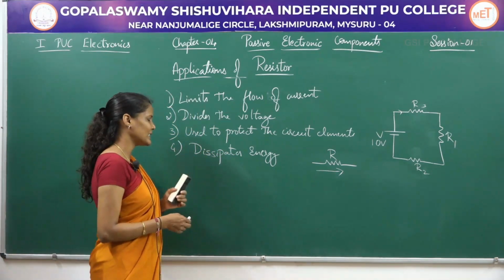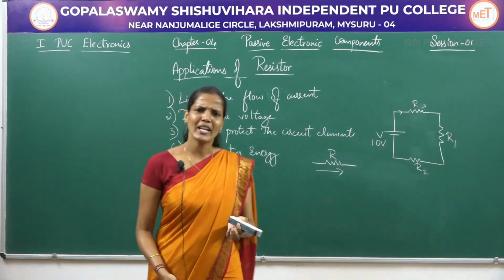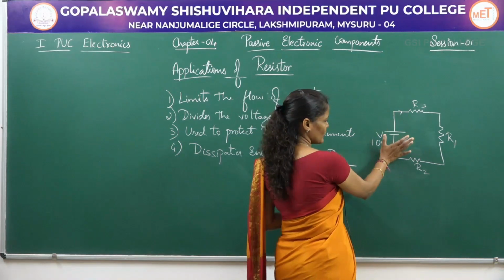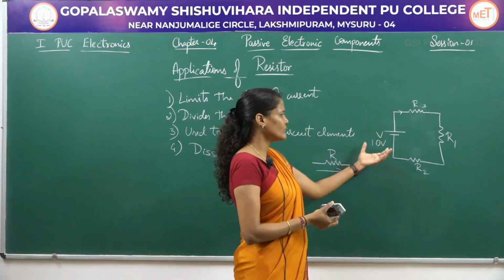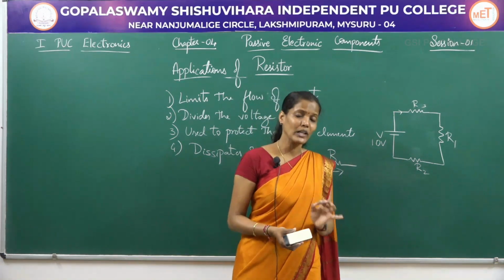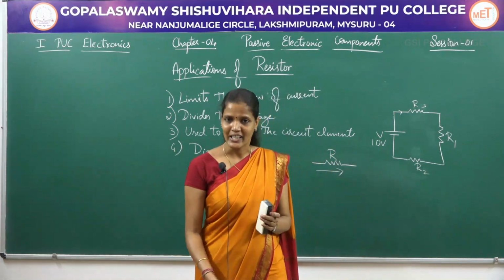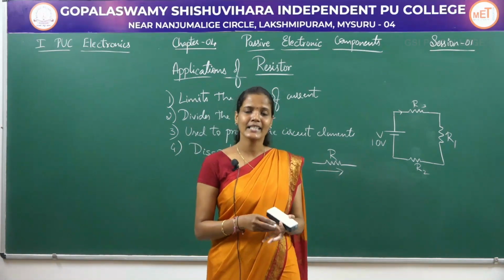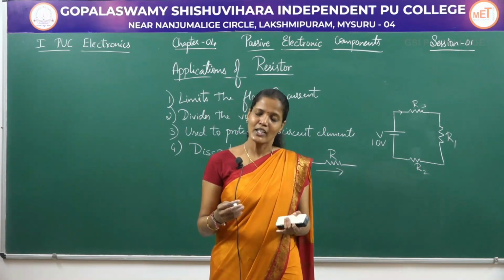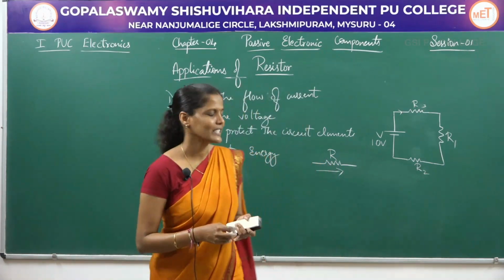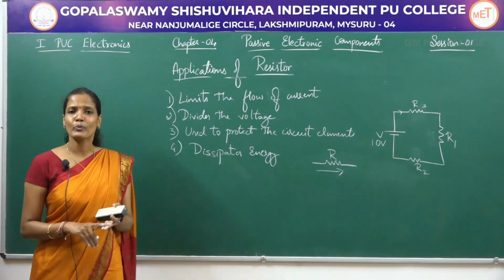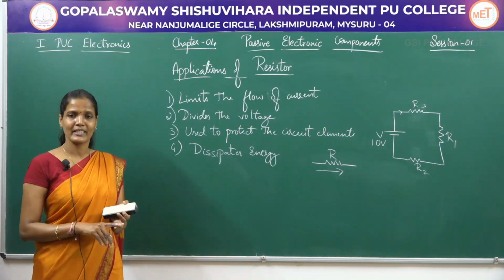Coming to the last one, it dissipates energy. Some of the energy will always be lost. When I consider this voltage source, all of the 10 volts will not be dropped across these 3 resistors. Some of the energy will be lost in the circuit in the form of heat energy. So, these resistors will help in dissipating the heat into the surroundings. So, these are some of the major applications of the resistors: it limits the flow of current, it divides the voltage, it is used to protect the circuit elements, and it dissipates the energy.